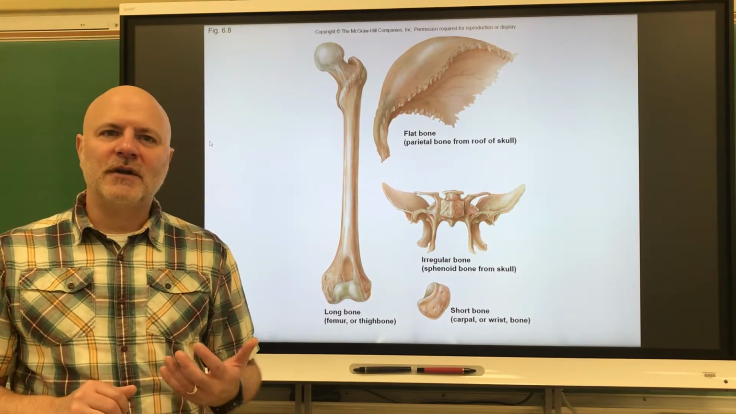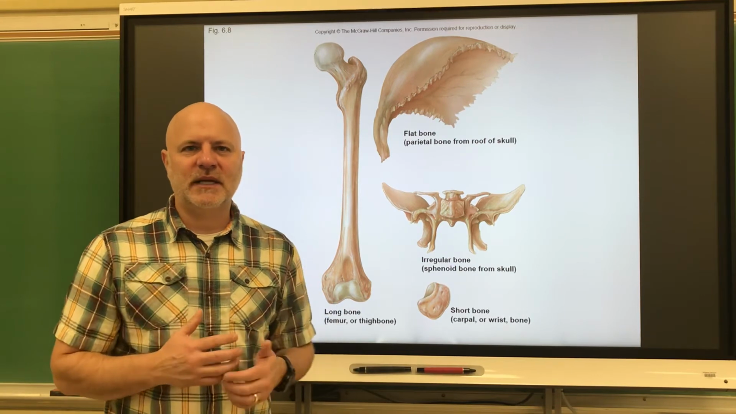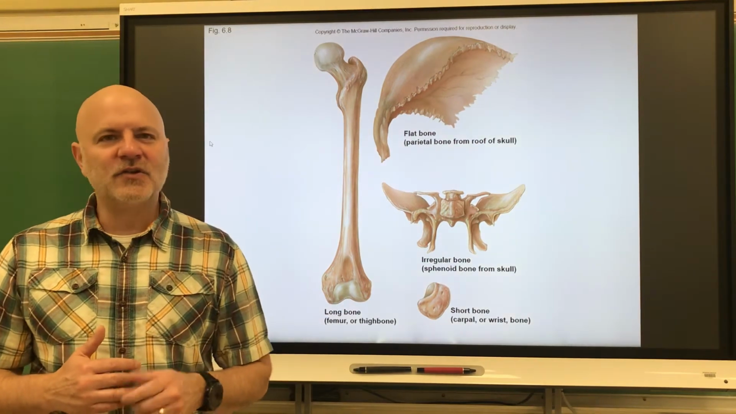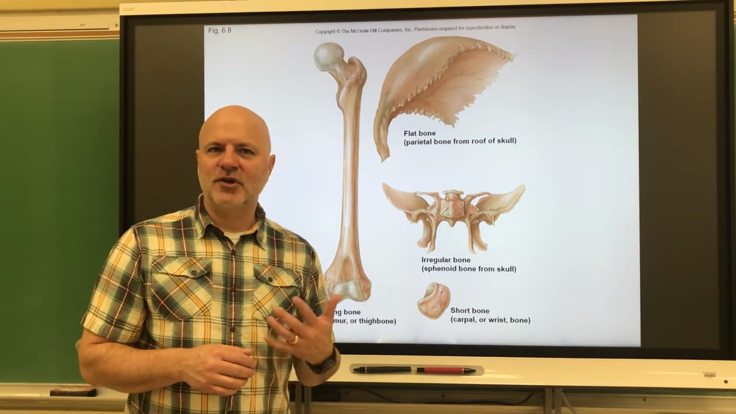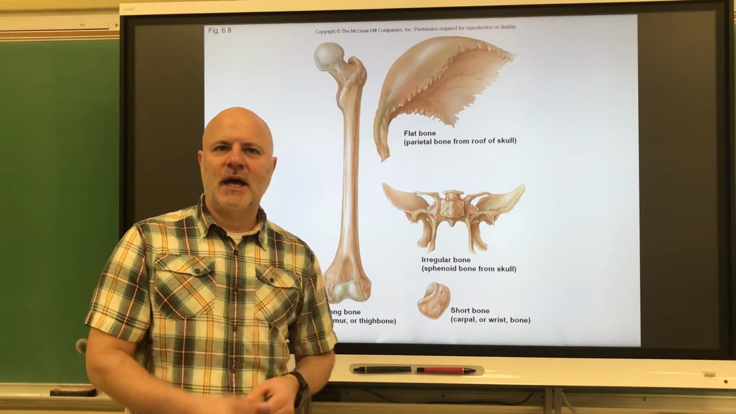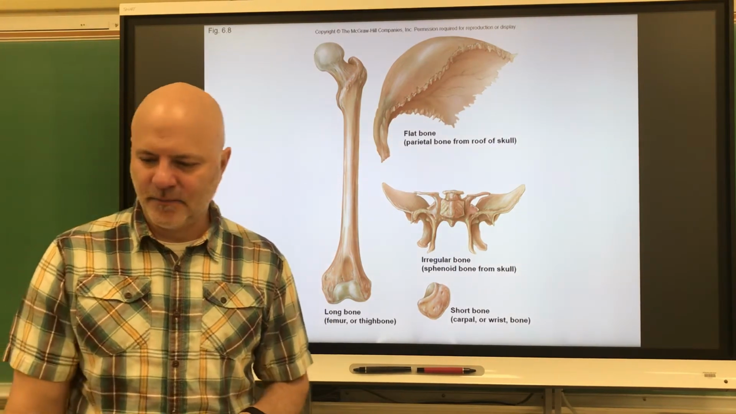The last group are called sesamoid bones. Now they're not named for their shape, but I don't know where else to stick this, so I put it here. These are bones that are embedded within tendons. A really good example of this is your kneecap or patella. It's not directly connected to other bones, it's within tendons there.